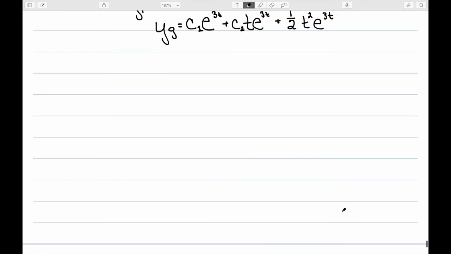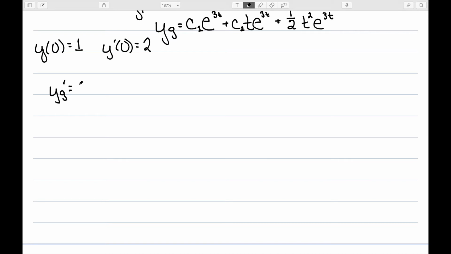Let's scroll down a little bit. Let's suppose we also have some initial conditions for this. We know y of 0 is equal to 1, and y prime of 0 is equal to 2. Let's start by figuring out what the derivative of this is.